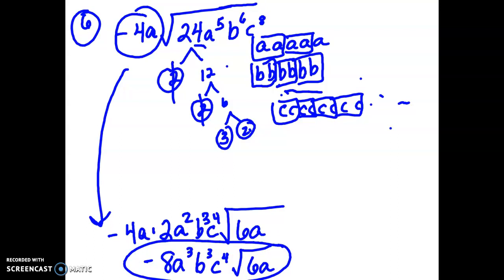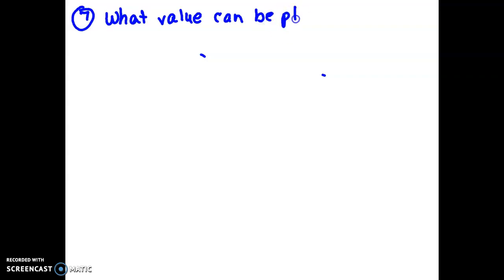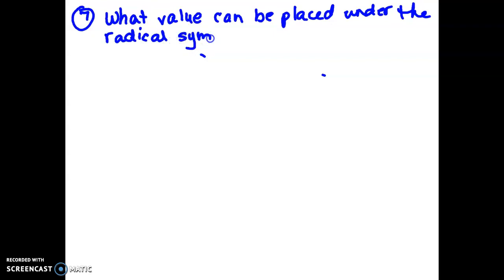Okay. All right, so now we're going to move on a little bit. What we're going to do right now is think about, for number 7, what value can be placed under the radical symbol to make it true. All right, what does that mean?